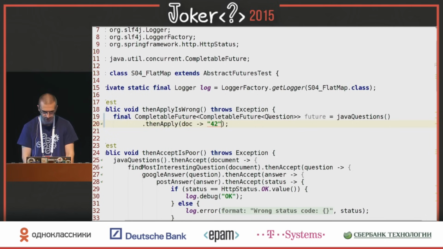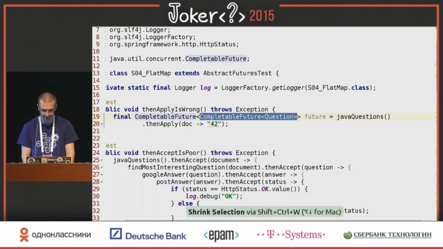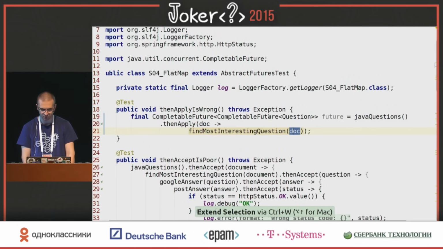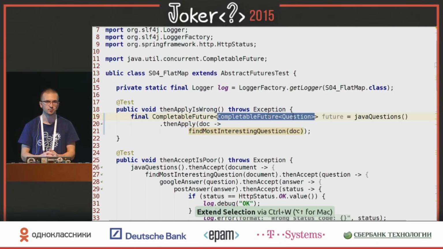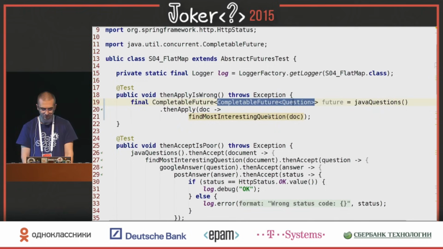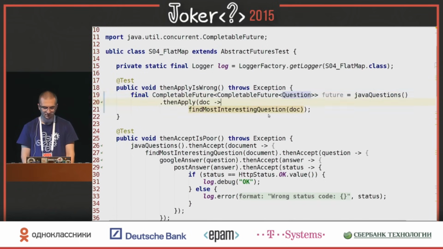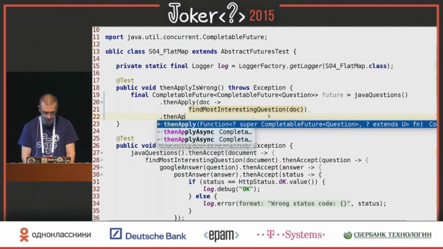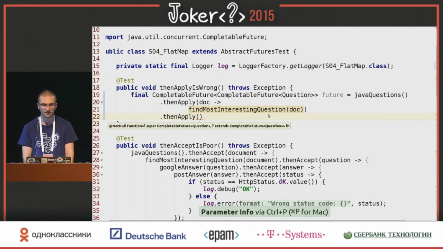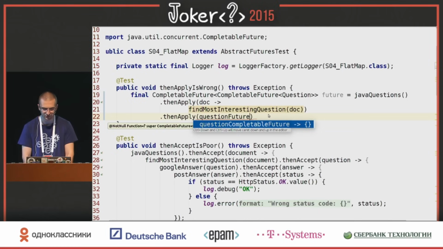if I were returning like 42, I would get a future of type Integer. However, since I'm returning something that has a type of future of Question, this future of Question is packed here. So I have a double wrapping. And this really becomes painful once you start working with it. Because now, if I'm going to use a second thenApply here, what I'm going to get as an argument is not a Question. It's a future of Question, because it's the contents of the actual future. So this becomes really, really painful.